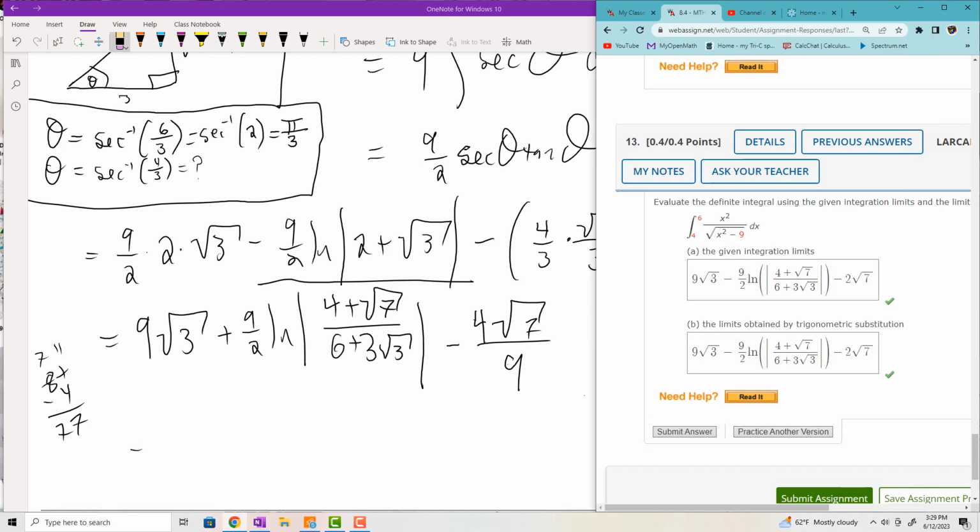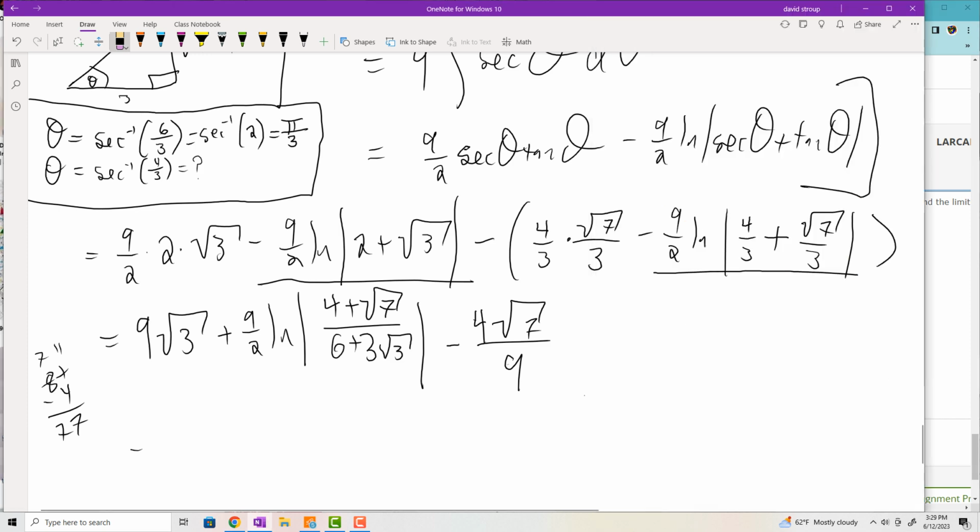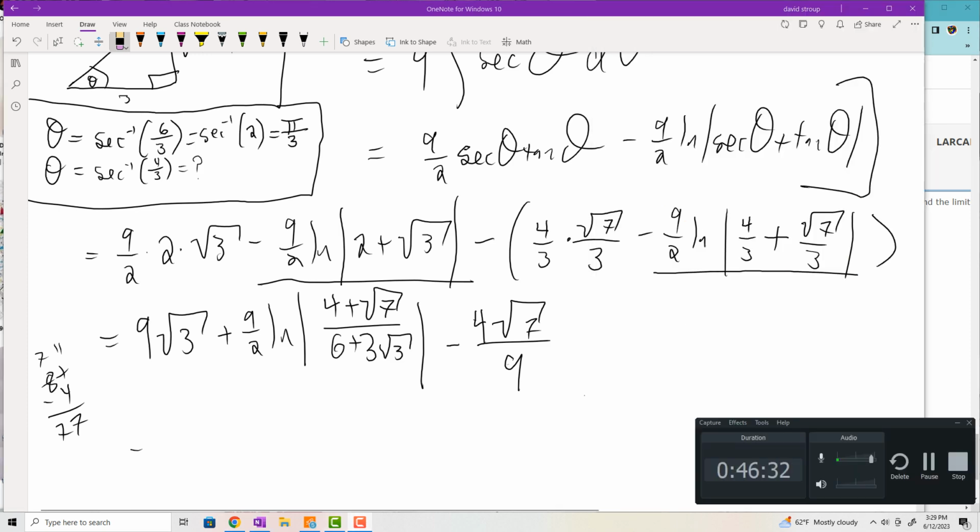Let's take a look. 9 root 3. Must have screwed up the constants there somehow. Is the middle part even right? Yeah, the middle part looks right, except I put a minus instead of a plus. Let me pause the video, I'll find the mistake, just one sec.